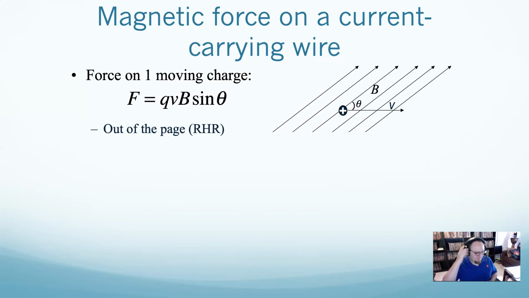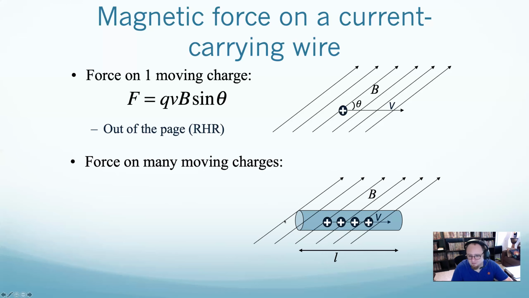But let's think about something for a second. If a charged particle feels a magnetic field, well, let's say we had a wire with a current running through it. A current carrying wire is just something with a whole bunch of charged particles moving down it.